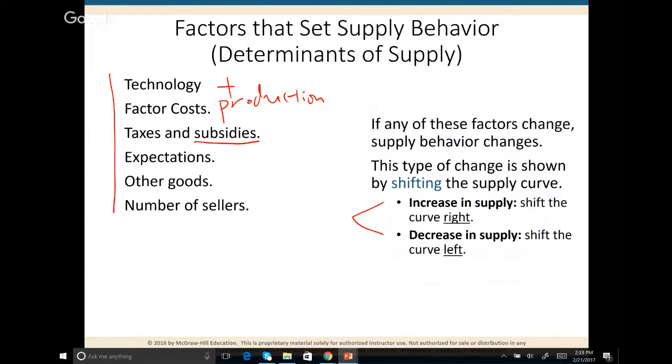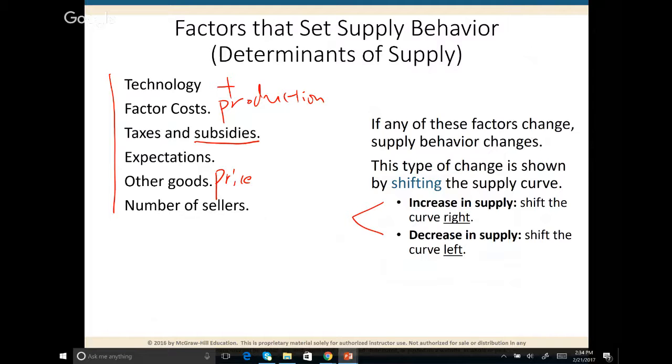For companies, expectation plays the same role. If they expect the future price to be higher, then today they will produce less and tomorrow produce more, and vice versa. If they expect the future price to be lower, then today they are going to produce more and tomorrow produce less. Next one is the price of other goods, which will also affect company supply level for each good.